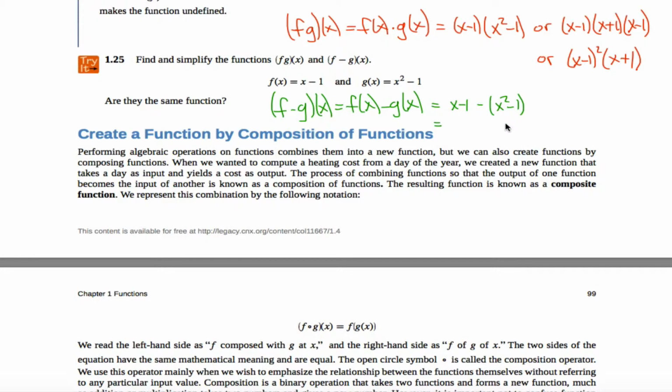So I'll try to simplify this, combine like terms. To do so, I want to get rid of the parentheses, so I can get rid of the parentheses by taking this negative, or really a negative 1, and distributing it through. So I'll get minus x squared plus 1, which I can rewrite as x minus x squared, or x times 1 minus x if you prefer. But this is not the same as any of these forms up here. So are they the same function? Nope, sure aren't. They look different to me.